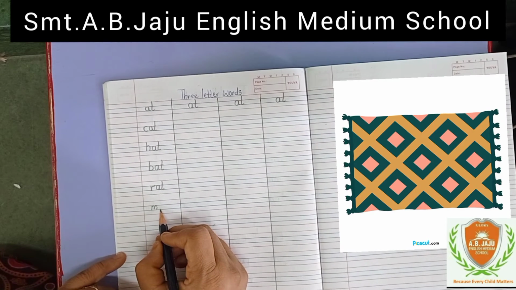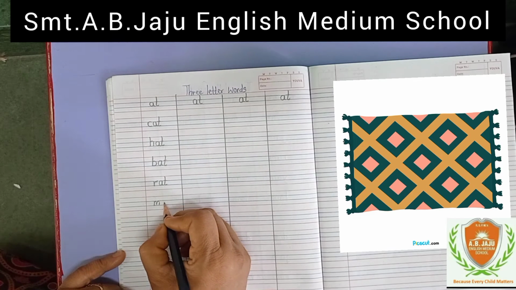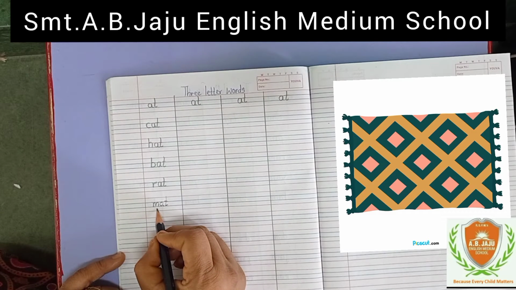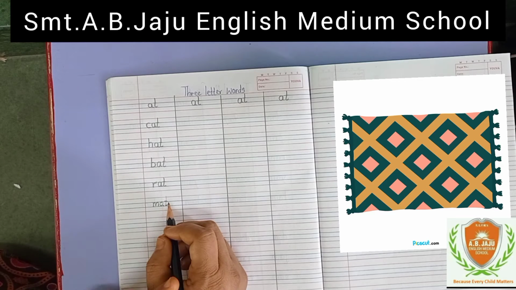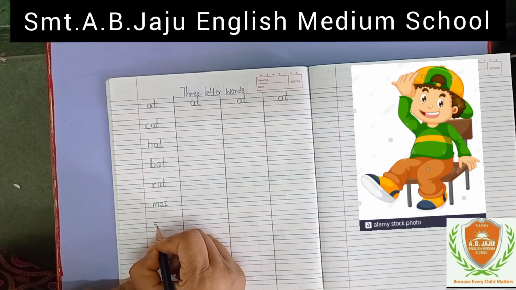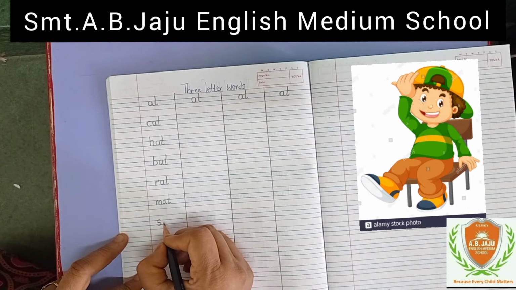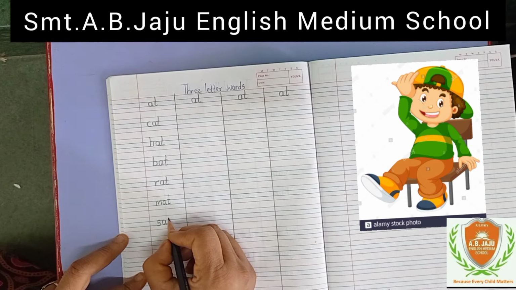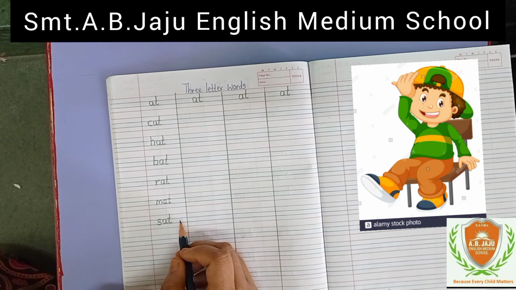Small M, the sound of M is M, sound of A is A, sound of T is T, mat. Mat means chatai. See this picture. Small S, sound of S is S, sound of A is A, sound of T is T, sat. Sat means bed jana.